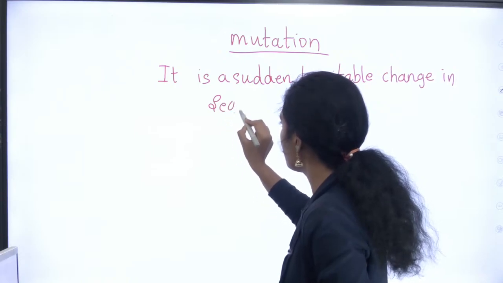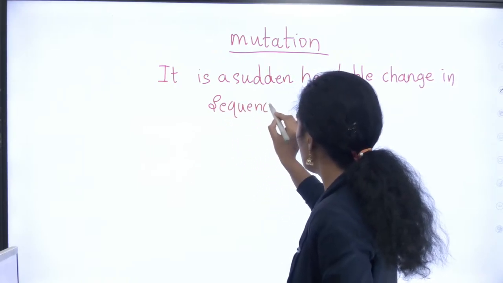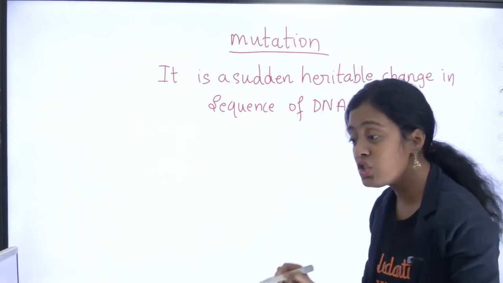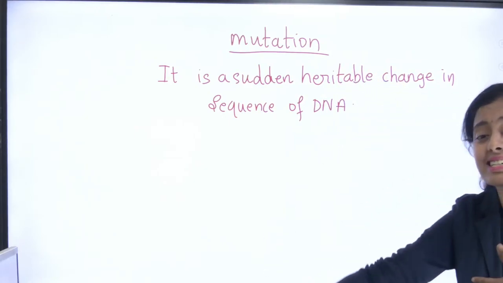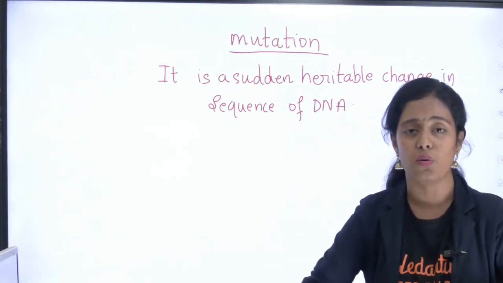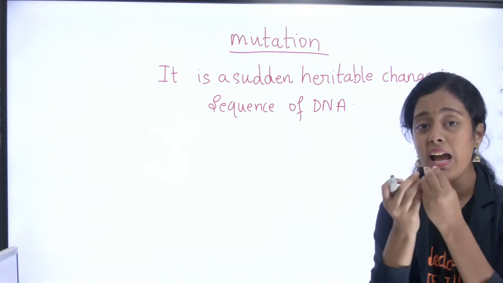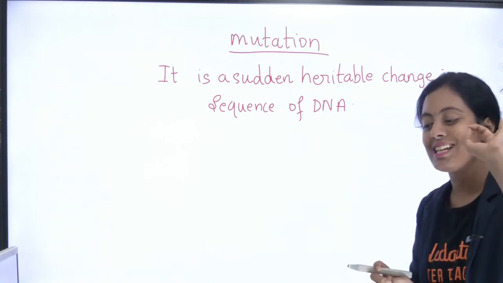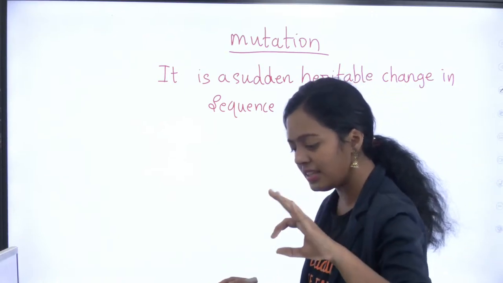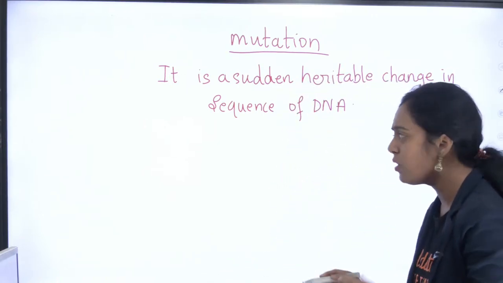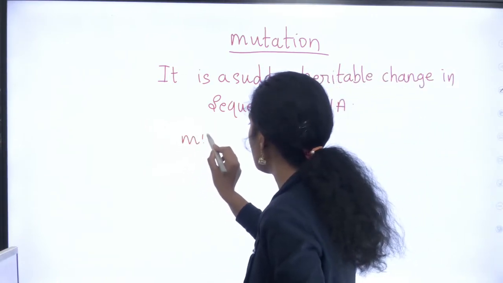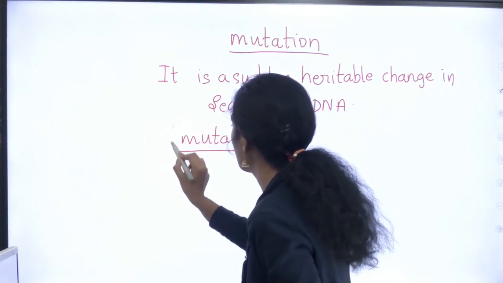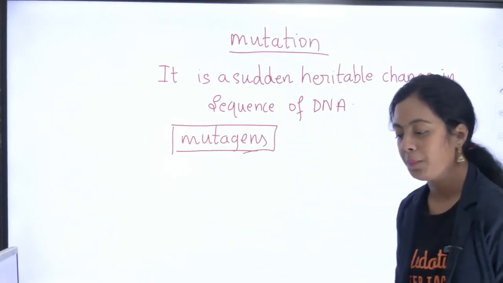A change that happens in my DNA sequence is what we call mutation. And that mutation has to be carried to the next generation. That is very important. It is not just happening like that. Mutation-causing agents, defects in the genes, sudden change in the genes, very good. Mutation-causing agents are called mutagens.